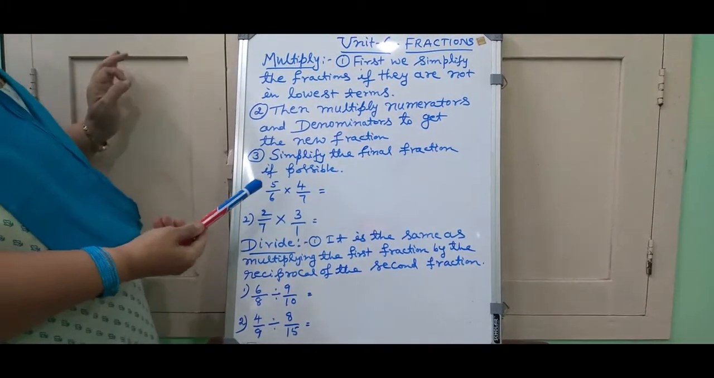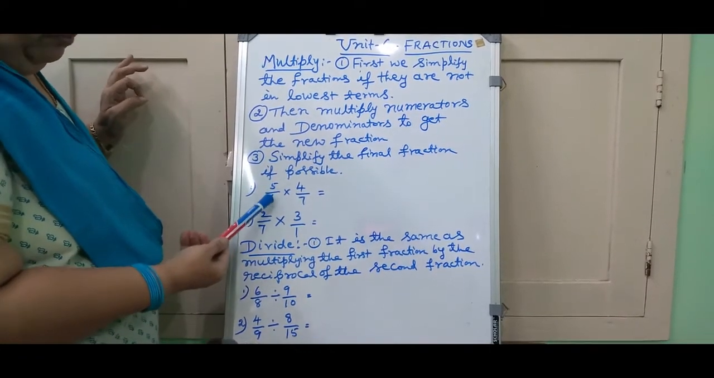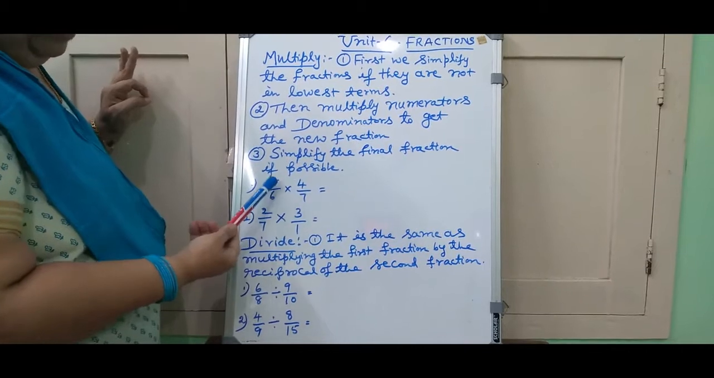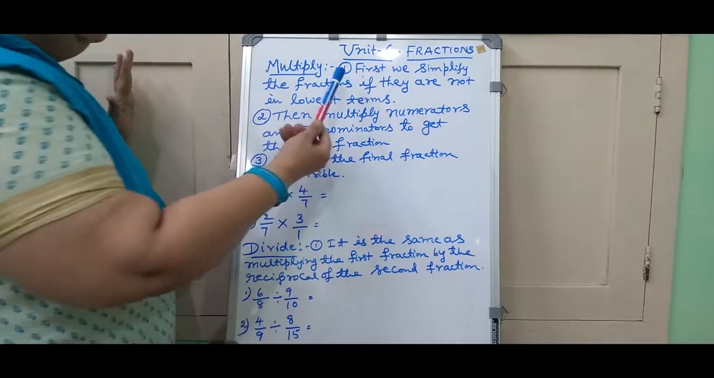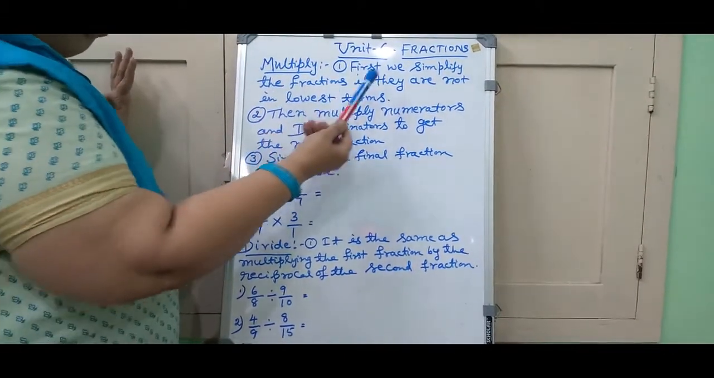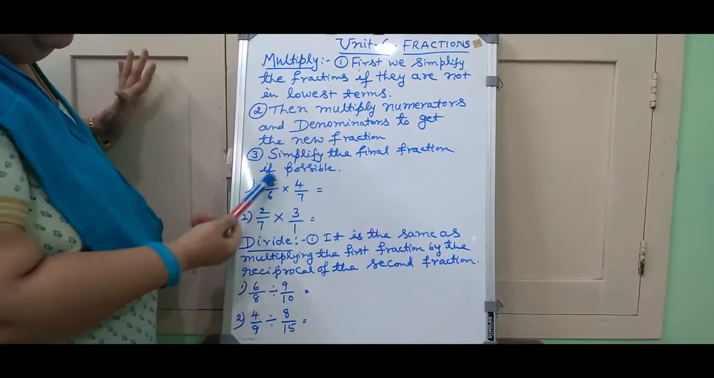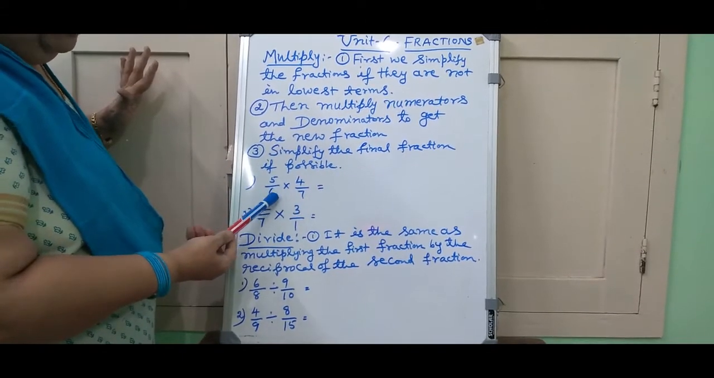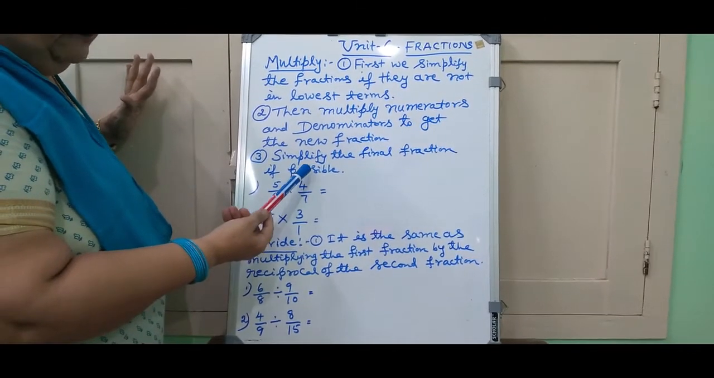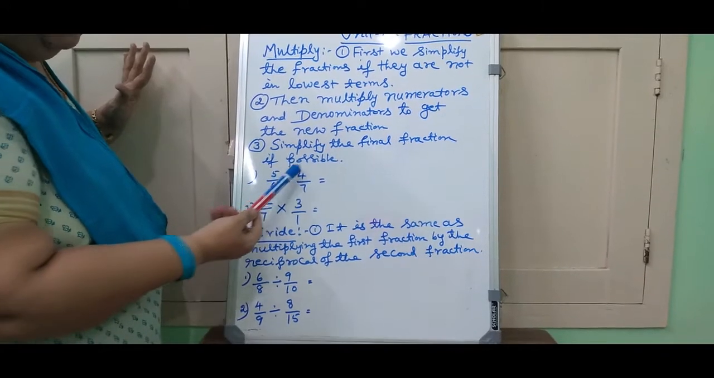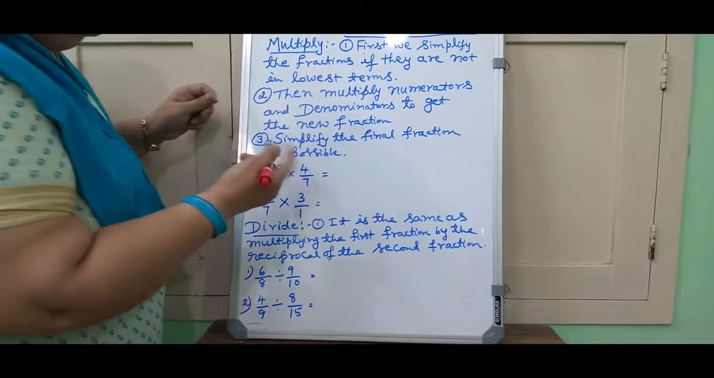Now let me explain it to you through an example. The first example I have considered here is 5 by 6 into 4 by 7. What should we do? First, we should simplify the fractions if they are not in the lowest terms. If you observe very carefully, the 4 and 6, the numerator of the second fraction and the denominator of the first fraction, can be cancelled by the same number, that is 2.